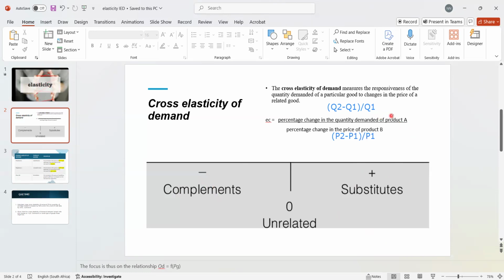Do you understand? Because you're calculating the demand for product A relative to the change in the price of product B. If you get your answer to be positive, then product A and product B are substitute goods. If you get your answer to be negative, then product A and product B are complement goods. If you get your answer to be 0, product A and product B are not related.